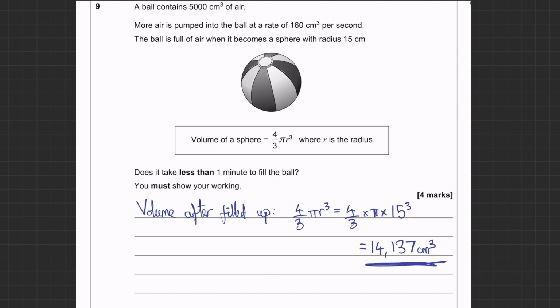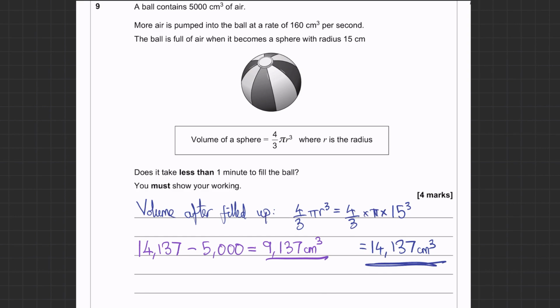We now need to calculate how much air is going to be filled in the ball. Well, the total air that will be in it will be 14,137, and the amount of air that's already in it is 5,000. So we can take away the 5,000 to figure out how much air is going to be filled into the ball, which is 9,137 centimetres cubed.